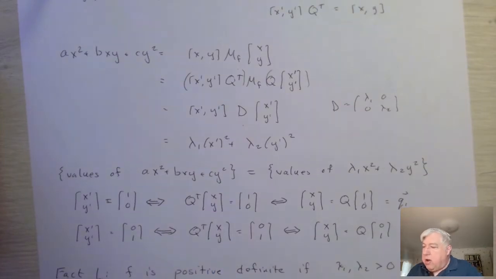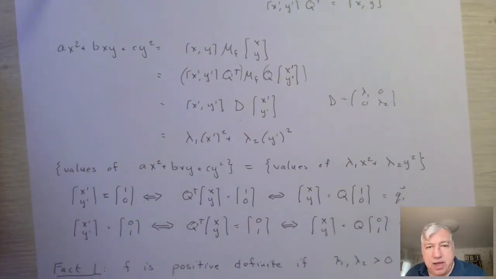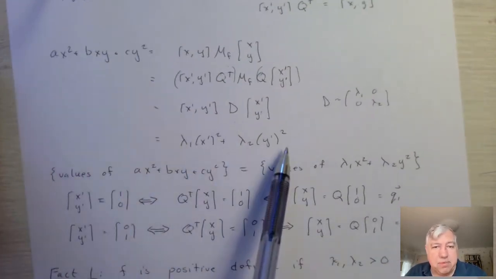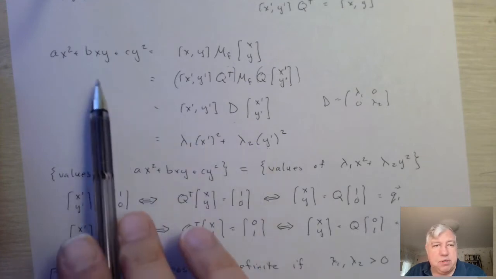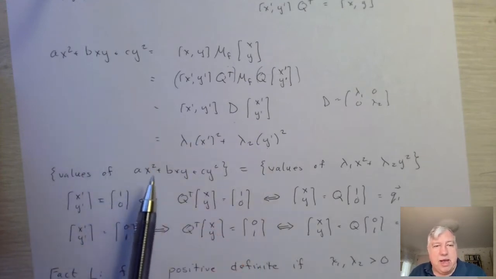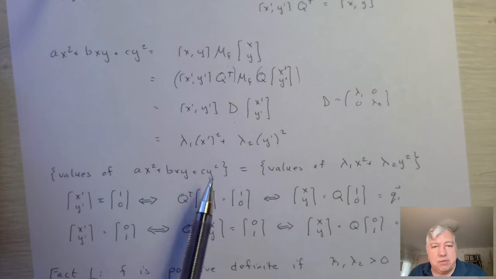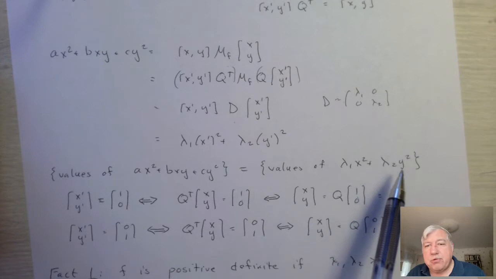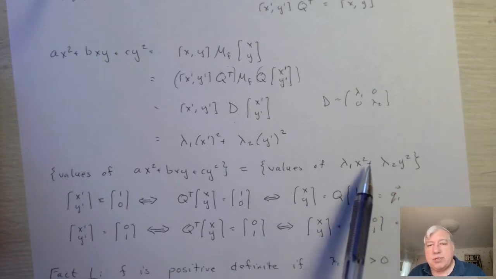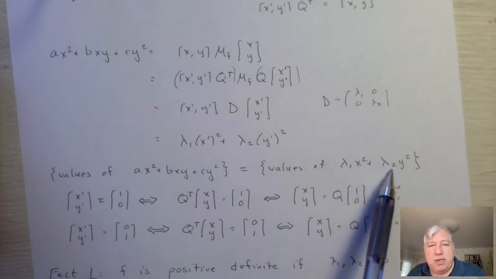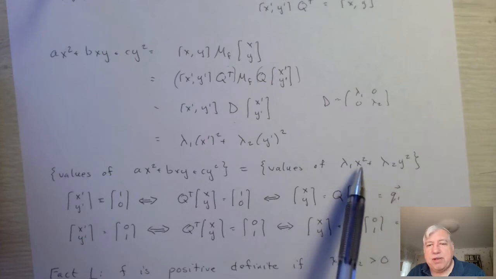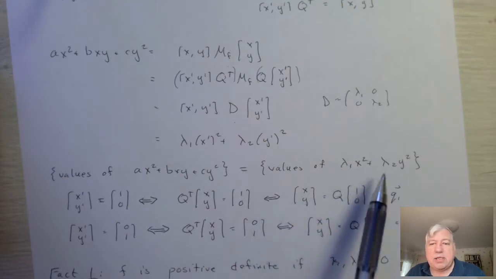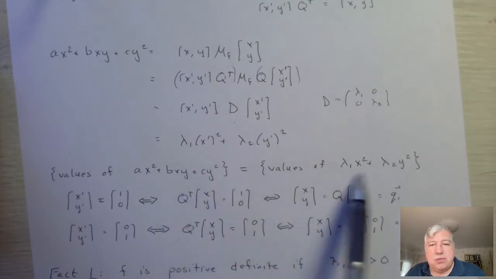Okay, so what we immediately see here is that any number that's in this form will also be in this form, and every number in this form can be put in this form. So the values of ax squared plus bxy plus cy squared are the same values of lambda 1 x squared plus lambda 2 y squared. Obviously the xy here is going to be different, it'll be x prime and y prime, but given any number in this form, we can find some numbers x, y such that this number is equal to this number.